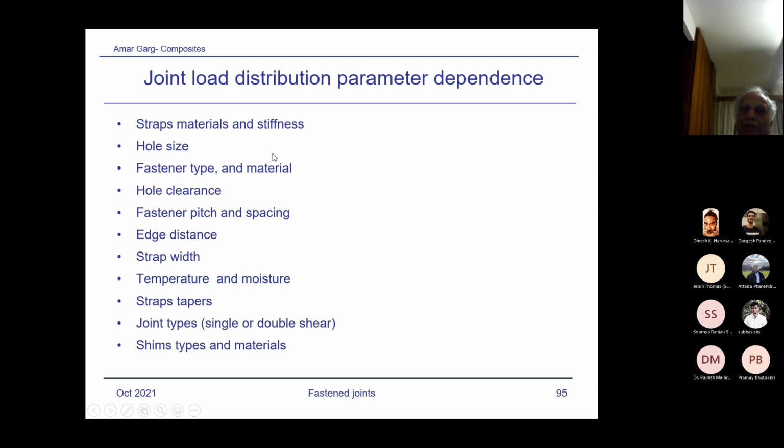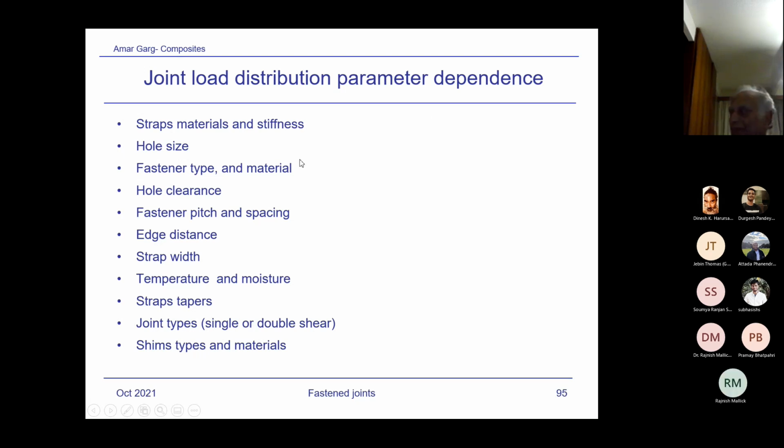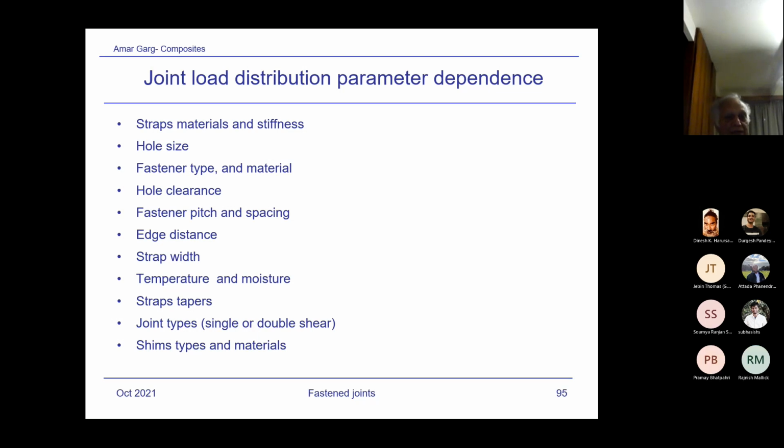Okay, joint load distribution parameter dependence. What are the parameters which affect this joint load distribution? Strap material and thicknesses, hole size, fastener type and material, hole clearance, fastener pitch and spacing, edge distance, strap width, temperature and moisture, strap tapers, joint tape types, single or double shear, shim types, and materials.